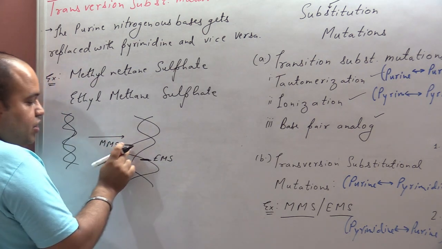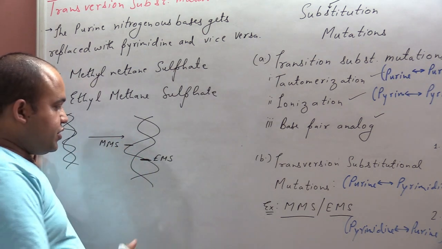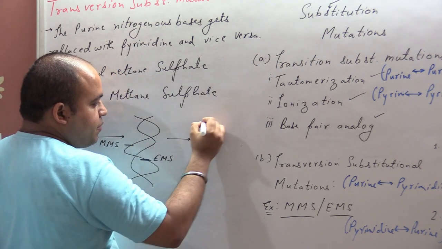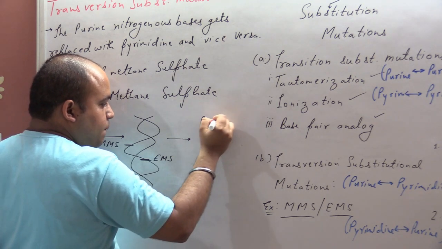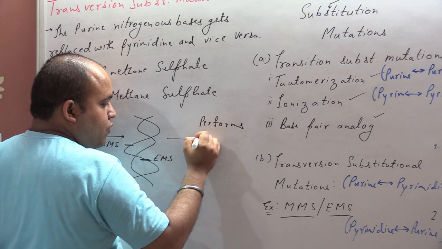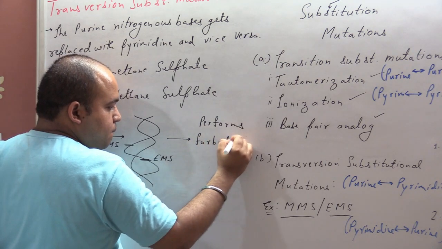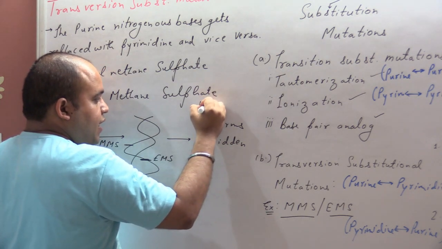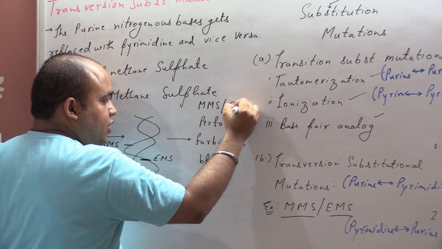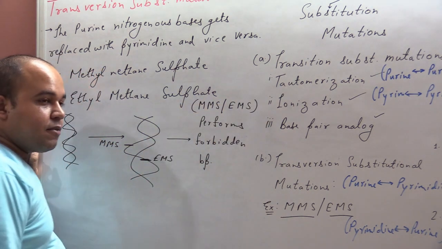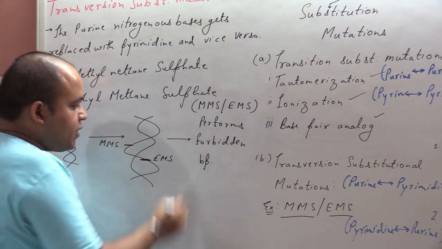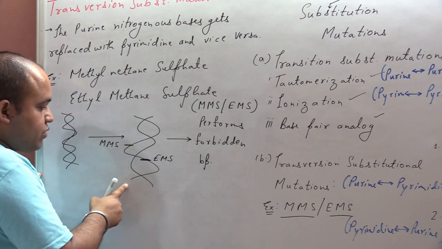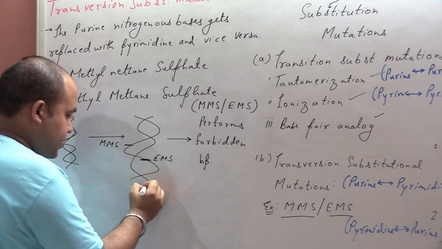When the DNA is dividing, ethyl methane sulfate or methyl methane sulfate arises at the new nucleotides at certain key positions. When it further divides, then they perform forbidden hydrogen base pairing. Both methyl methane sulfate and ethyl methane sulfate perform forbidden base pairing. When they perform forbidden base pairing, a new nucleotide will be substituted.